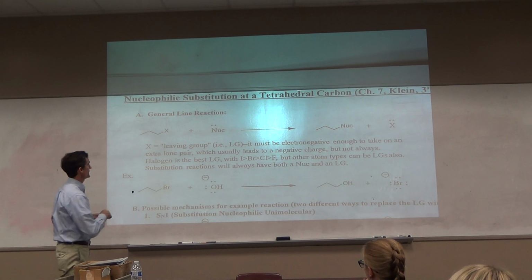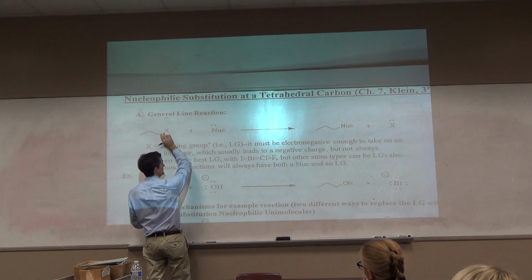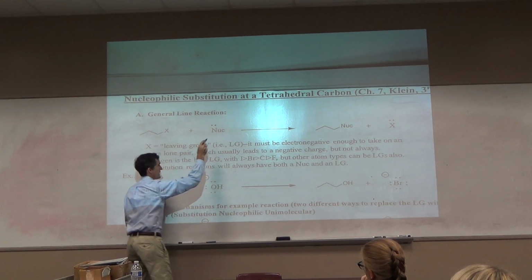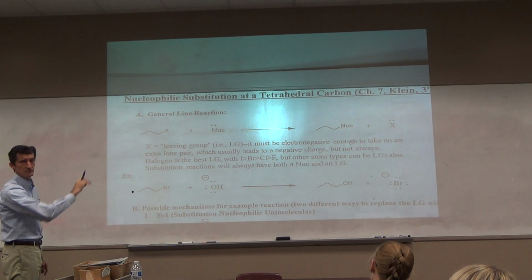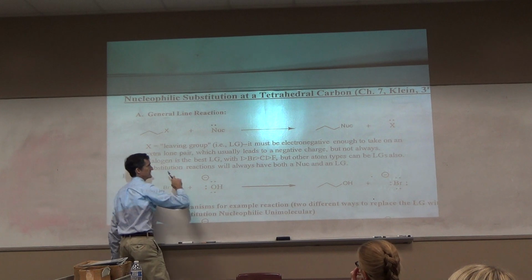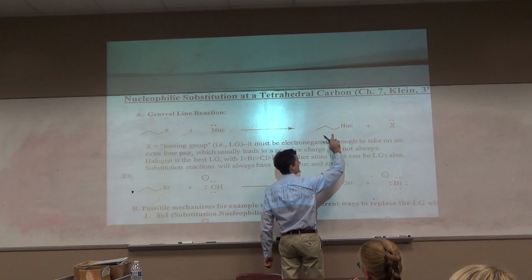Okay, general line reaction. We have a tetrahedral carbon with a leaving group. We're going to have something that reacts and replaces it, substitutes it. Nucleophile, the lone pair typically. Maybe neutral, maybe an anion. I'm not showing any charges in my general reaction. Some type of nucleophile is going to replace the leaving group. The nucleophile is now bonded to the tetrahedral carbon.